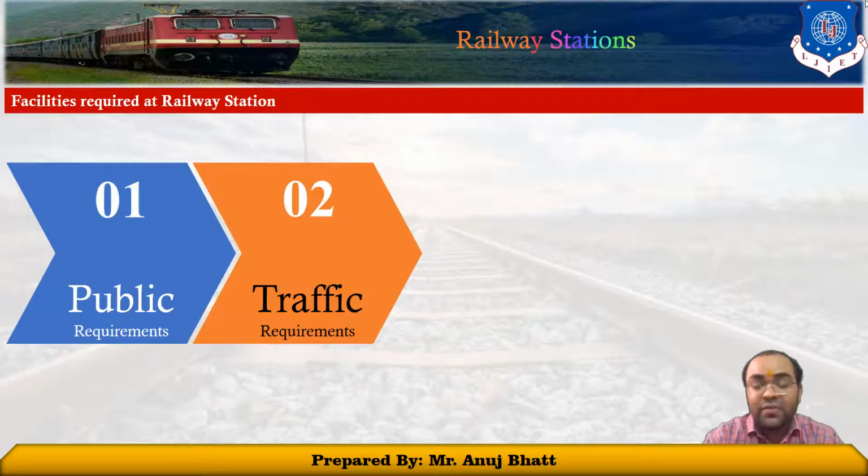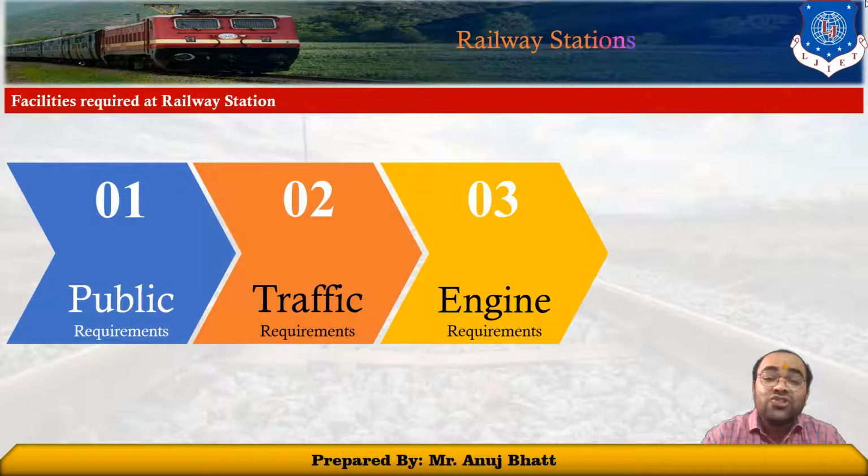Then we need to fulfill the engine requirements. For these, proper arrangements for supply of fuel and water required by the locomotives have to be made. Then arrangements for cleaning, examining, and inspecting the locomotives. Also, we have to provide a turntable to change the direction of the locomotives. The turntable is an important part of the yards, so we can change the direction of the locomotives.